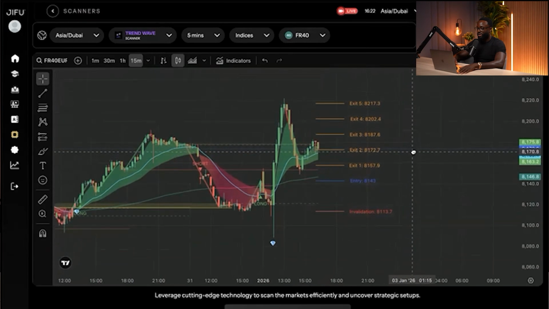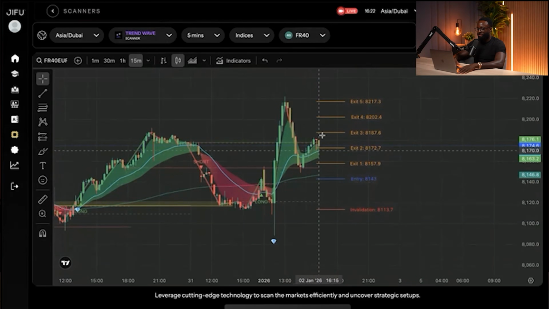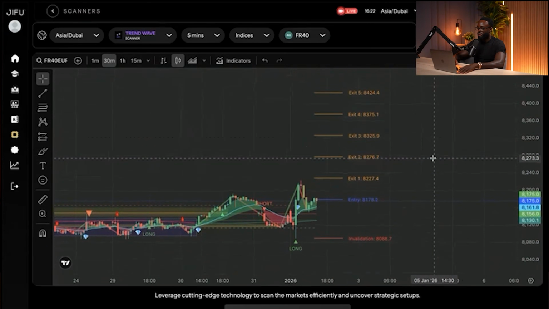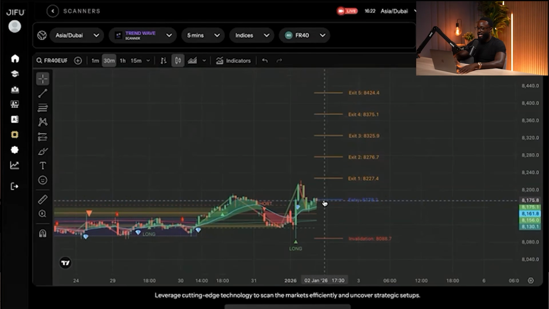On a 15-minute, a buy has got called out, but we're currently already past the entry in profit. So this is not a trade that we can take. The 30-minute is also giving us a buy option, and the price is currently between entry and stop loss, which is a trade that we can take.